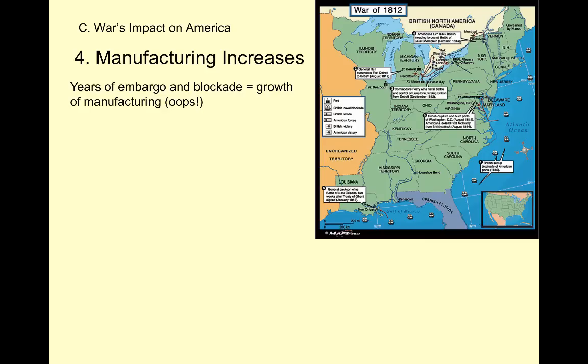The reason I have oops here is because Jefferson and Madison were Democratic Republicans. They wanted a country of farmers, not of cities and manufacturing. But because of their foreign policy, because of the embargo, and because of the Non-Intercourse Act and Macon's Bill No. 2, and then because of the war, we couldn't trade with England, and so we had to start making our own things. So unintentionally, they launch America down the road to manufacturing.